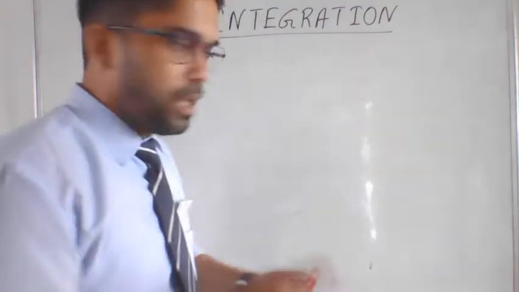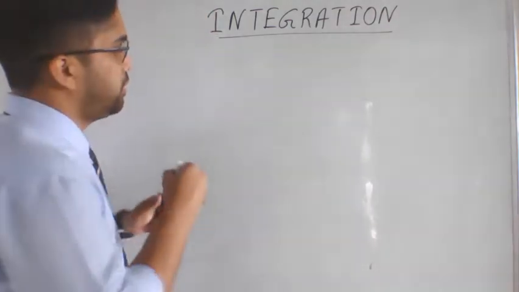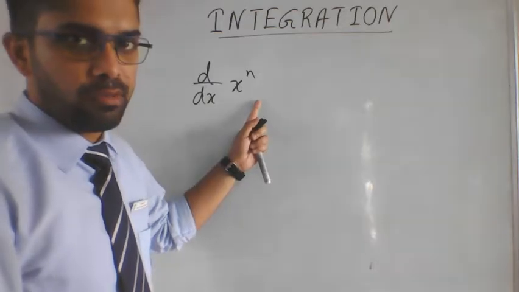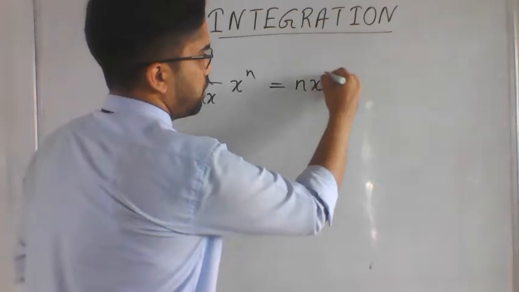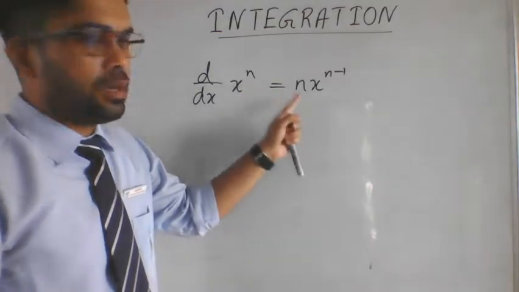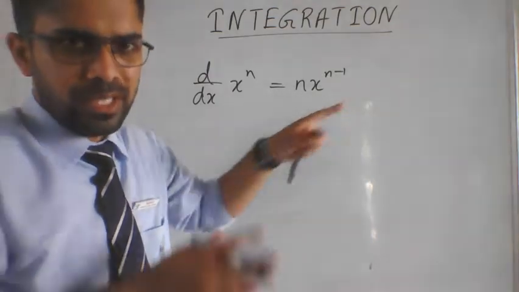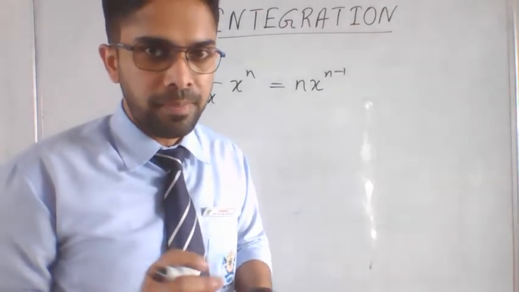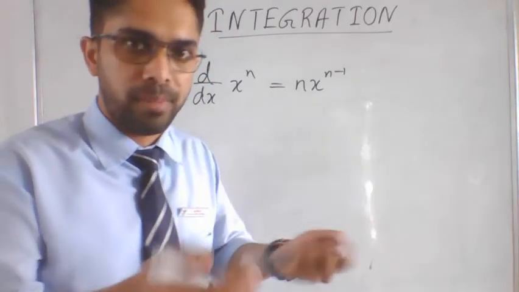If you remember, in differentiation we have a formula: the derivative of x raised to the power n is n x raised to the power n minus 1. So the power comes to the front and after differentiation the power reduces by 1. In differentiation, as I told you earlier in class 11, we break up the problem into small parts. But in integration, we add up all the small parts to get back the original larger problem.